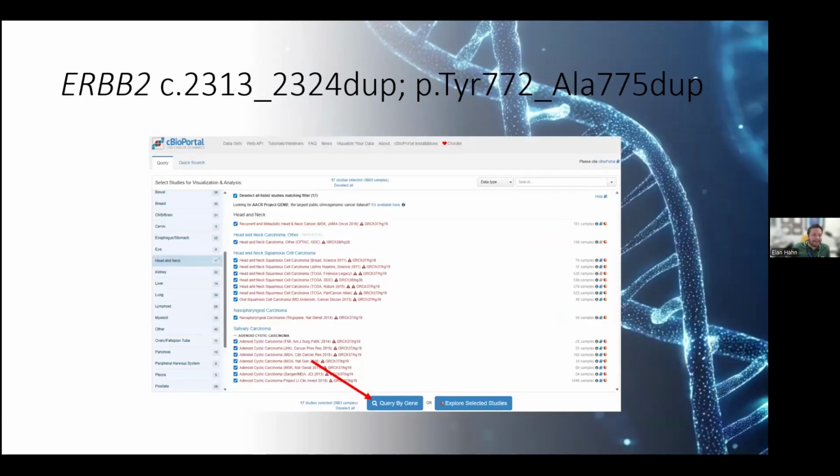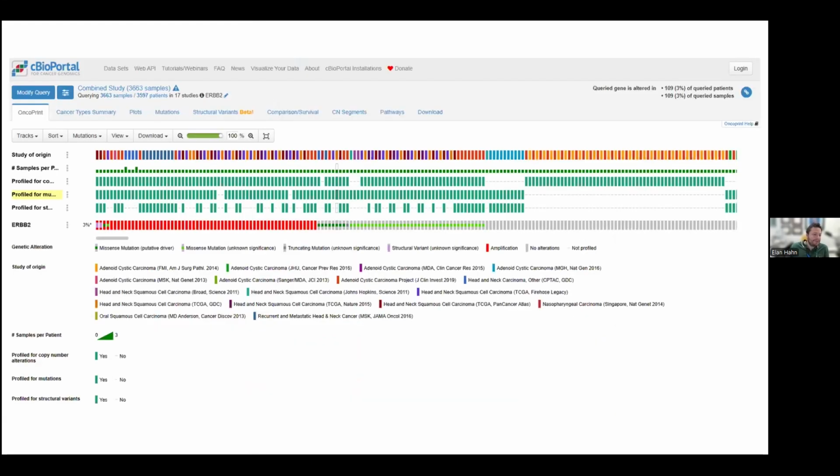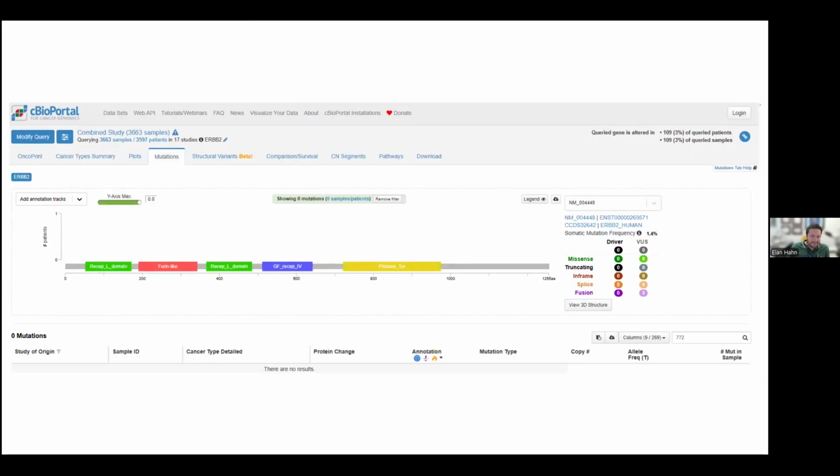And then I wanted to see, in cBioPortal, which draws from different data, looking at all head and neck studies and querying by gene. So I selected head and neck studies on the left menu, clicked query by gene, and entered ERBB2, which is HER2. So lots of mutations in head and neck cancer for HER2. But if I then go to the mutations tab and search for 772 in the search bar, there's no result. So this hasn't been seen in the TCGA data either.